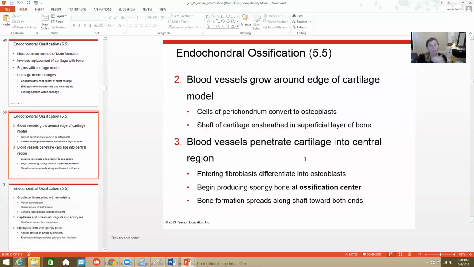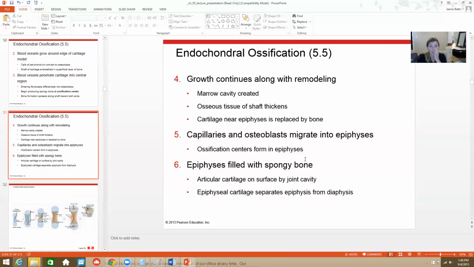And then blood vessels can come into the area because cartilage is not vascular, right? There's no blood vessels going to cartilage, only to bones. So the blood vessels start to come in, and then the blood vessels can start to form a central canal region, forming what's called an ossification center. And this ossification center is where all these new cells get their juices, so to speak, so they can divide and grow. And this growth continues along with the remodeling.